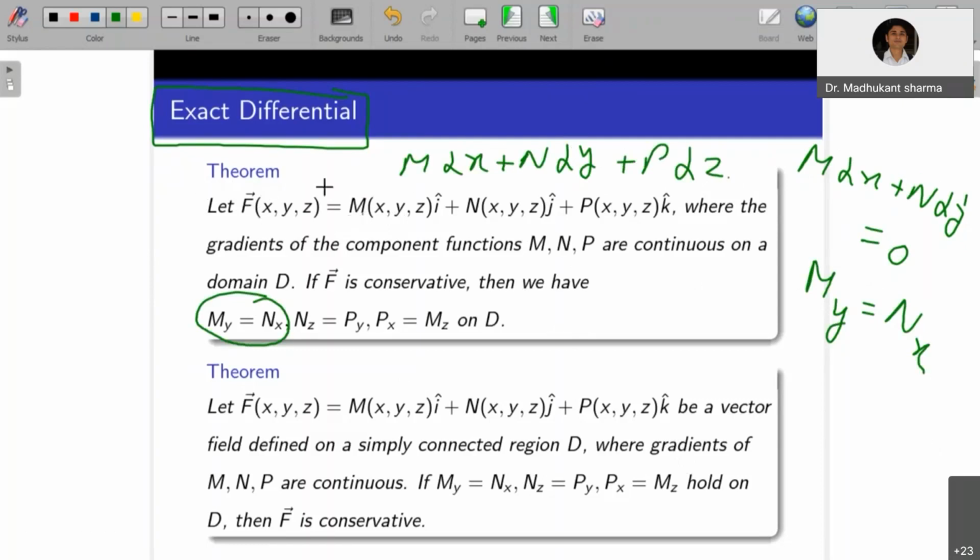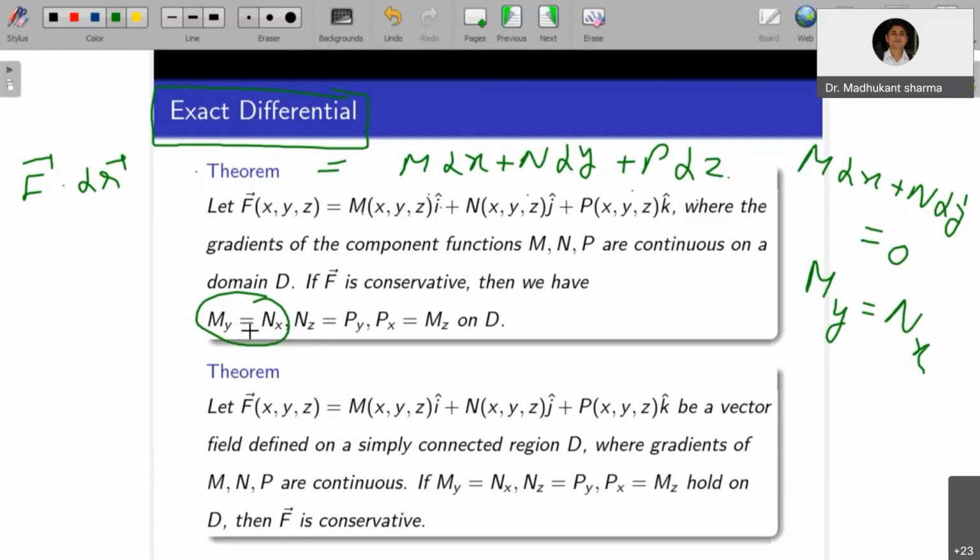You can recall this is nothing but F dot dr. If I write this as M dx plus N dy plus P dz, then dr is dx i plus dy j plus dz k, and if you take the dot product, it is going to be M dx plus N dy plus P dz. So we say that this integrand is exact whenever these conditions hold. This is the definition of exact differential.